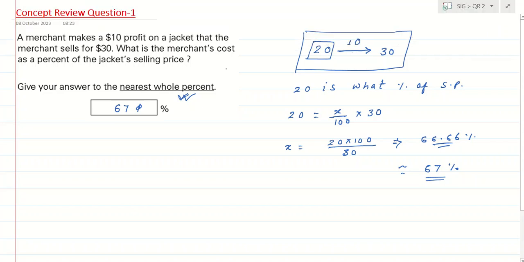That is very, very simple because the final value is given, the selling price is given $30, and the profit is given, 10. So I told you the profit we always add to the original price. What is the original price here? Cost price. So the cost price must be 20. Now the question is, the cost price is what percent of the jacket selling price? That's why I wrote in a statement just to make you understand: 20 is what percent of SP, which means 20 is what percent of 30, right? And we get the answer. Just rearrange the expression and get the value of x, and that's your answer.